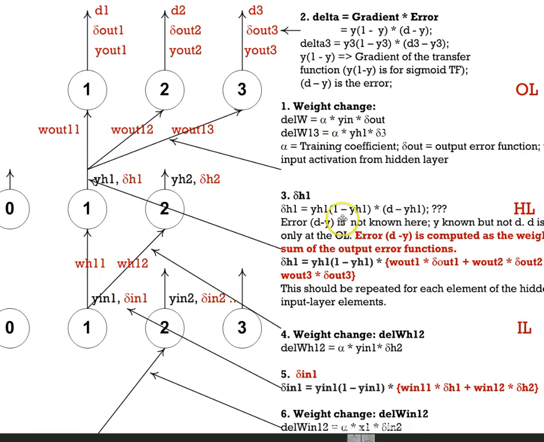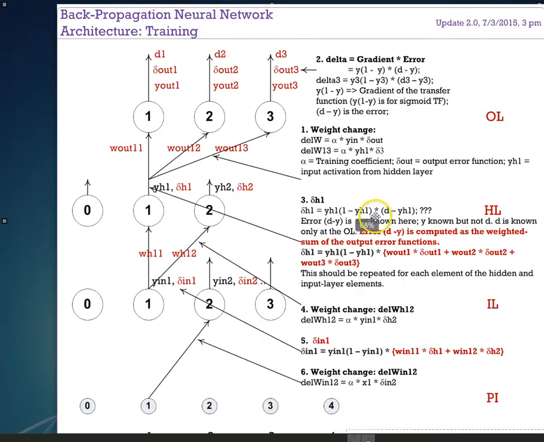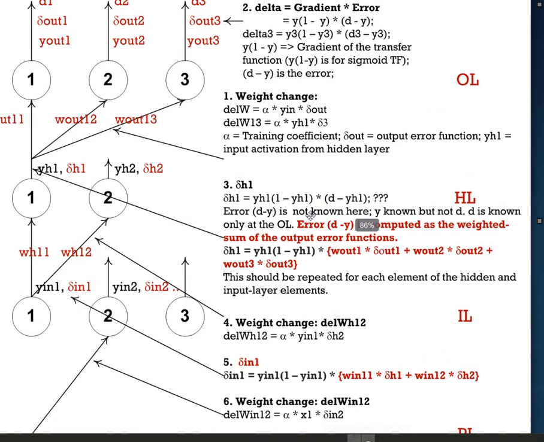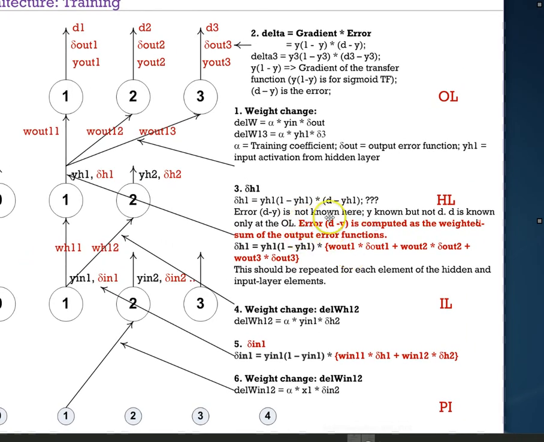Same thing for the input layer, that's going to be y into 1 minus y kind of yn. So we know the desired value neither at the input nor at the hidden layers. So we cannot use y into 1 minus y and d minus y for the elements in the hidden and input layers. For dh1, the d minus h1 is not known, so the error d minus y is not known here. Y is known, but not the desired value. D is known only at the output layer.